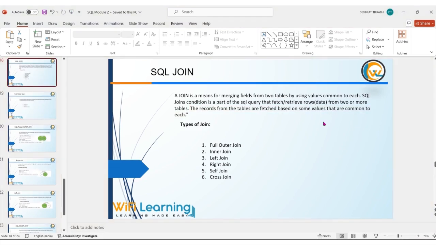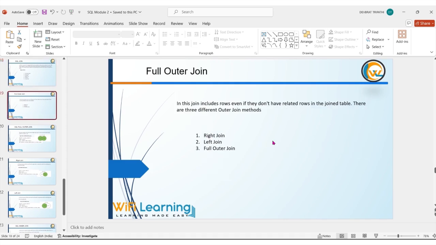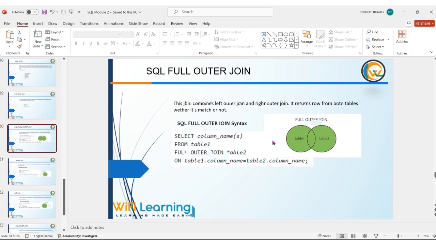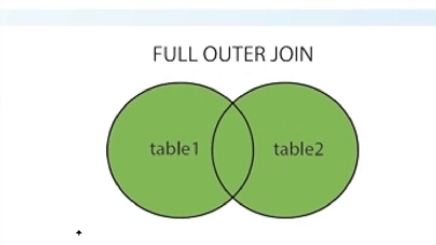There are various types of joins available in Microsoft SQL Server, and we are going to discuss all of those. We will start with full outer join. There is full outer join, right join, and left join. We will discuss each one of them separately. Let's first discuss full outer join, how it can be used, and we will also see examples of it.